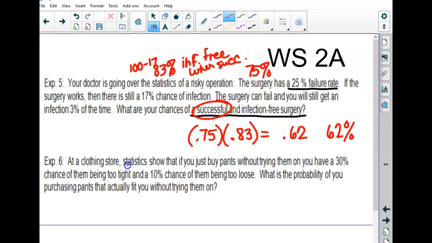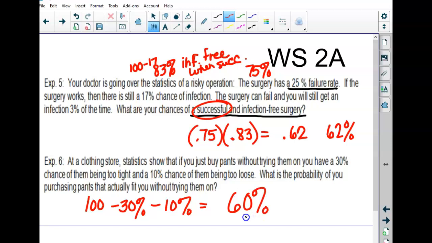At a clothing store, statistics show that if you just buy pants without trying them on, you have a 30% chance of them being too tight, 10% chance of them being too loose. What is the probability you purchase pants that actually fit without trying them on? I think this is an easy one, isn't it? 100% chance that we're going to buy pants. 30% chance they'll be too tight. 10% chance they'll be too loose, which leaves what? 60% chance that they'll be good. You probably still won't like them, right?